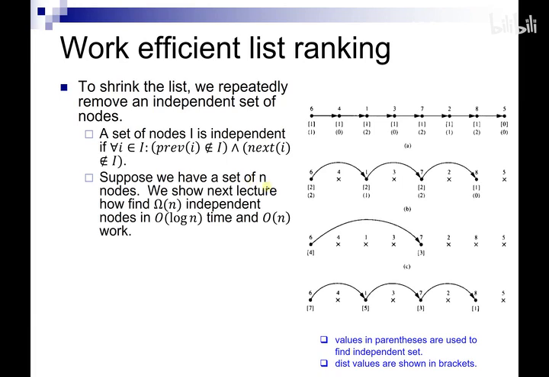So now suppose we have a set of n nodes. In the next lecture, we're going to see how we can find an independent set which contains a constant fraction of these nodes. If we have n nodes, we can find at least Omega(n) independent nodes among these n nodes. Maybe you start with 100 nodes, and you can find, let's say, 33 nodes which are independent. That's going to be a constant fraction of the current set of nodes.